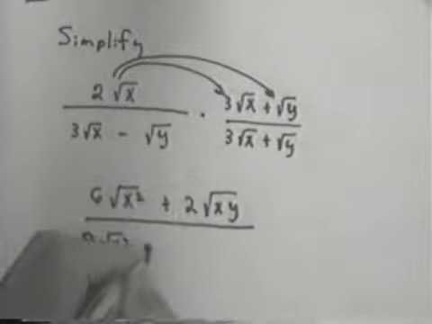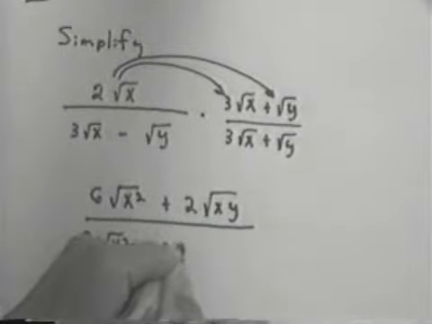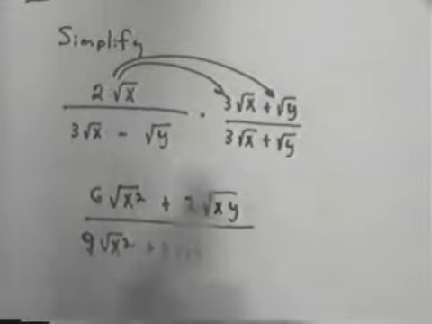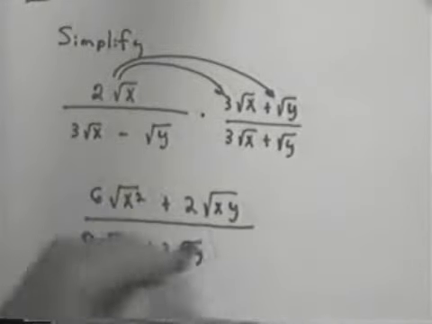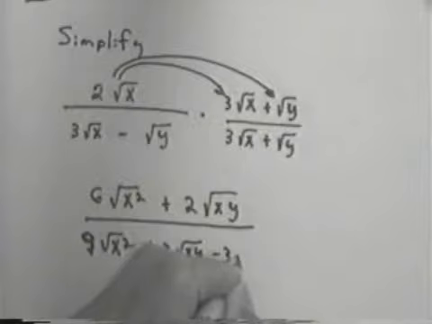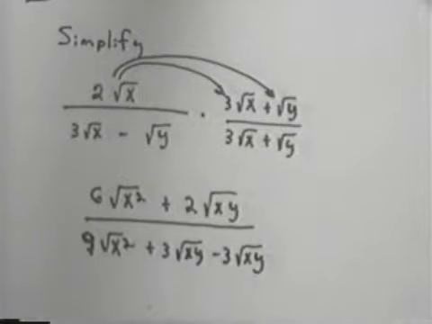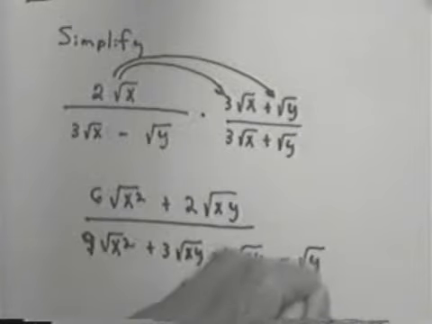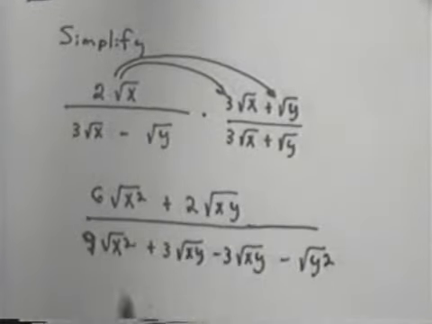The outside terms would be plus 3 times the square root of xy. The inside terms would be a minus 3 times the square root of xy. And the last term will be a minus the square root of y squared. First, outside, inside, last.